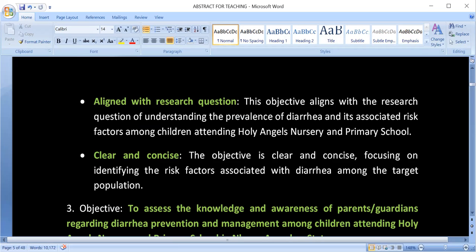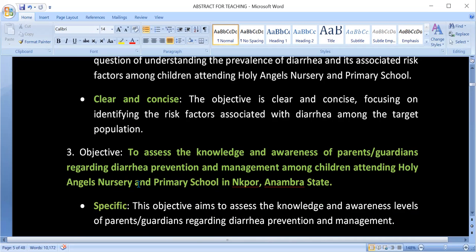Is it clear and concise? Yes. In that objective, it is clear. There's no ambiguity in it. Then the next objective says, to assess the knowledge and awareness of parents and guardians regarding diarrhea prevention and management among children attending Holy Angel Nursery and Primary School.